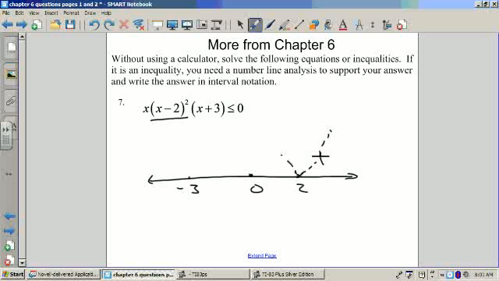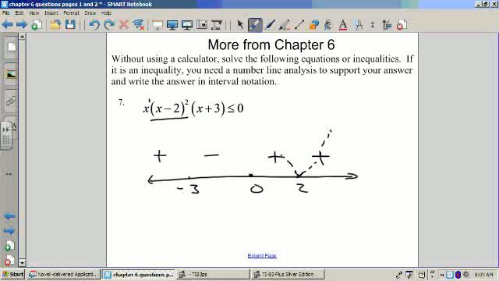Now, notice that the 2 came from this factor x minus 2, where if I were to have a graph, it would have been a bounce. Because of that, I know that this interval and this interval will have the same sign. When I get to the 0, it has degree 1, so the signs are going to change. And when I get to the -3, its degree is 1, so the signs are going to change again.